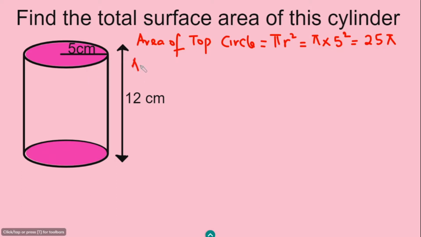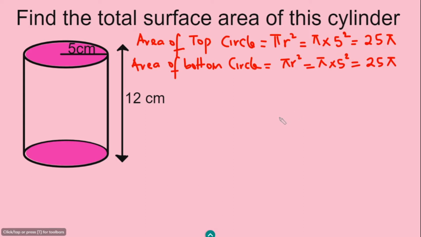So we could also write down here the area of the bottom circle, which has the same formula. That's going to be pi times 5 squared. That's 25 pi. Next, we need to find the curved part of this cylinder.